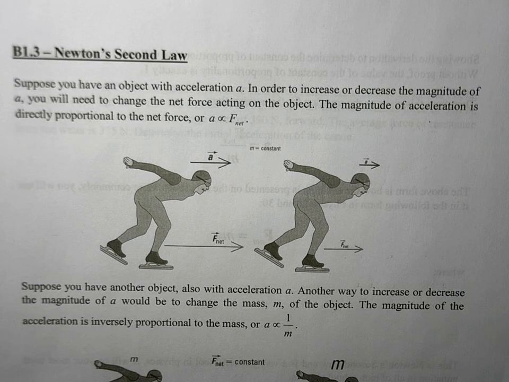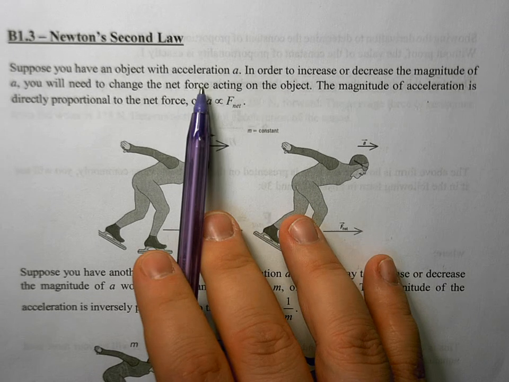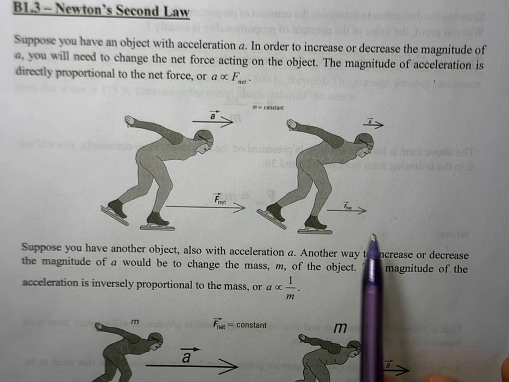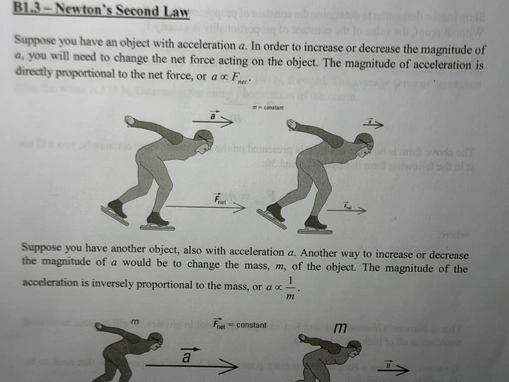So before we get into Newton's second law, we're just going to look at this from a grander standpoint, just to understand the gist of what's going on. So we're going to look at an object, and we're going to say that it's accelerating with some acceleration a. Now, if we want to increase or decrease the magnitude of the acceleration, we could change the net force acting on the object. And we know from Science 10, and even just general intuition, if you increase that net force, you're going to increase the acceleration. But if you decrease that net force, you're going to decrease the acceleration.